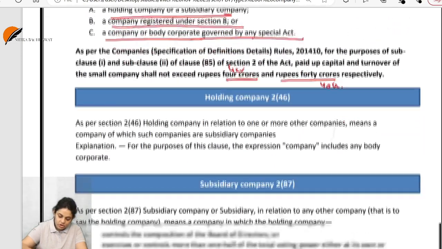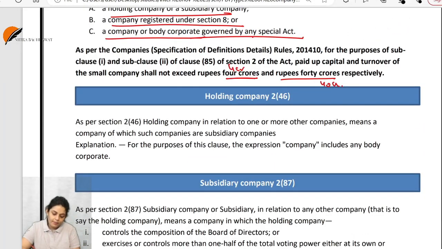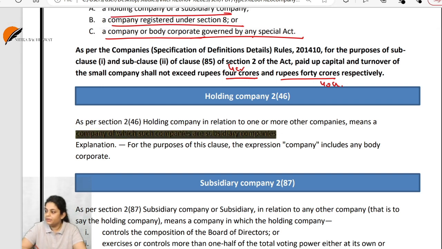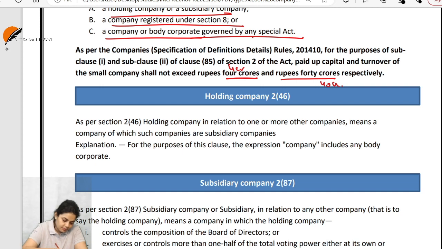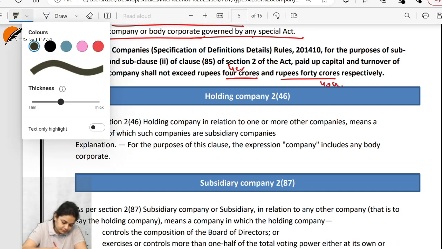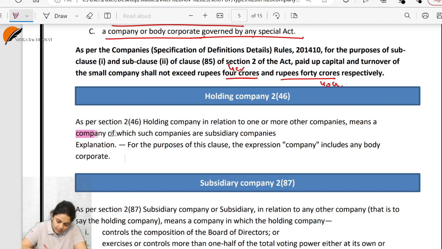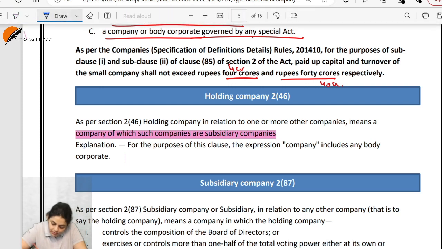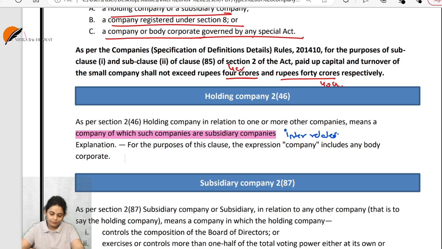Let's look into the definition of holding subsidiary. Holding company in relation to one or more other companies means a company of which such companies are subsidiary companies. So this definition shows that the relation of holding subsidiary is what? Interrelated. I have written this word for you to understand, not for you to write in the exam. Right?